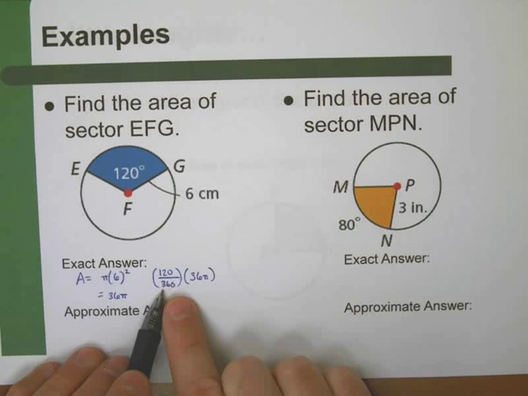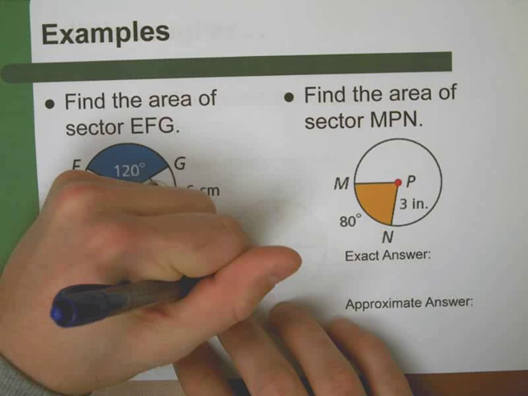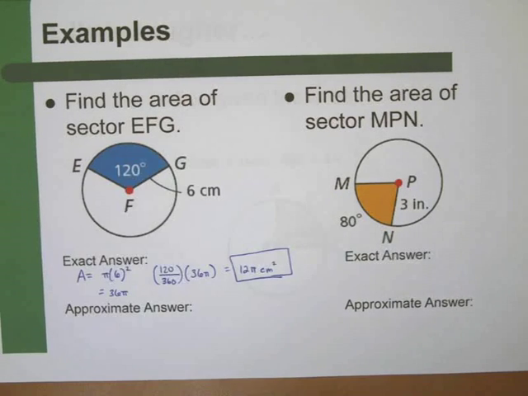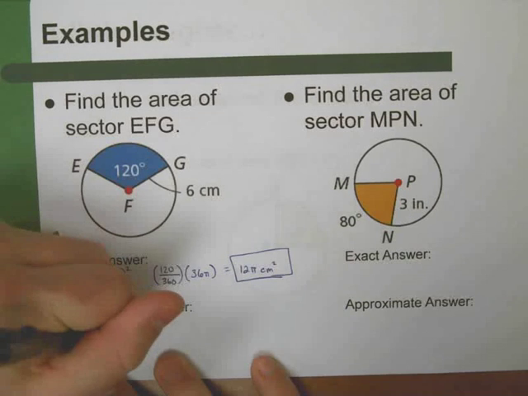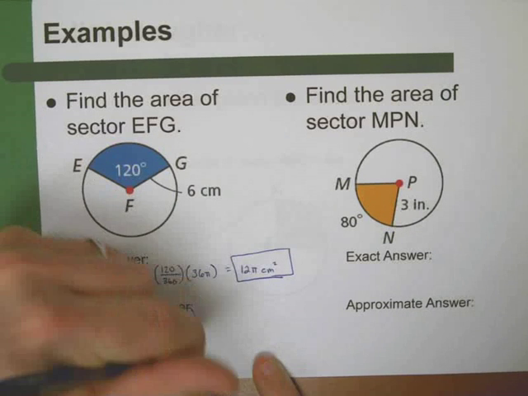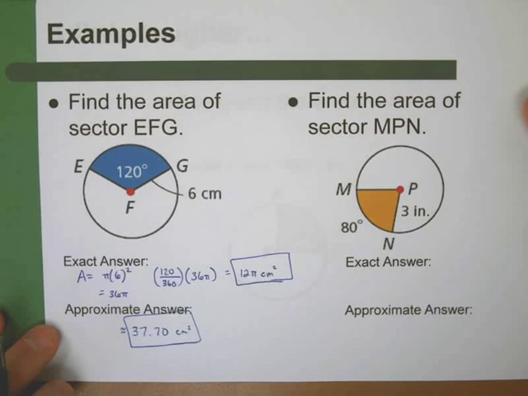Well, 120 out of 360 is really 1/3. So if I take 36 pi and cut it in thirds, each one of those, 36 divided by 3, would be 12. 12 pi, that looks like centimeters, so the area would be square centimeters. The full circle is 36 pi, so the portion that I'm interested in is 1/3 of that, which is 12 pi. By the way, if I took 12 times pi on the calculator, I would get about 37.70 square centimeters. Okay, that's an approximate.